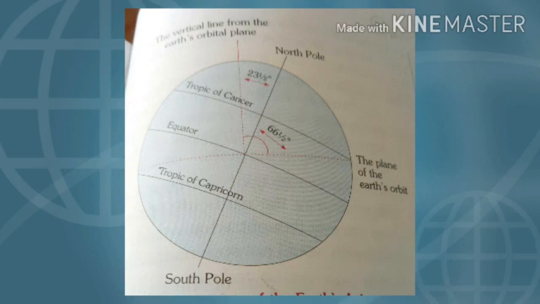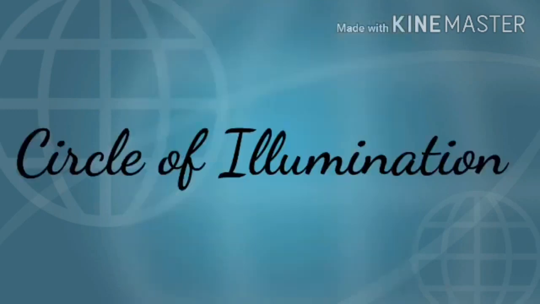Okay. Next we'll discuss the circle of illumination. In that, the earth receives light from where, children? Light from the sun. Okay. What is the shape of the earth? Yes, it is spherical in shape. Due to that shape, only one half side gets light from the sun at a time.